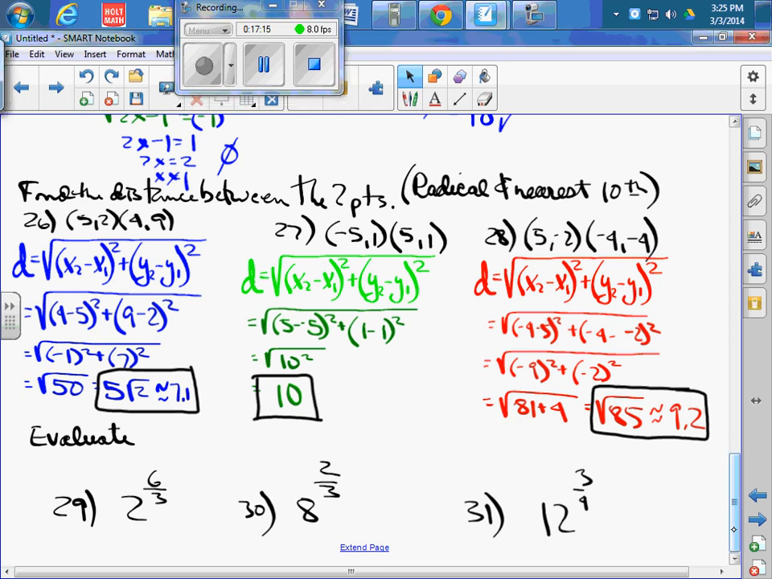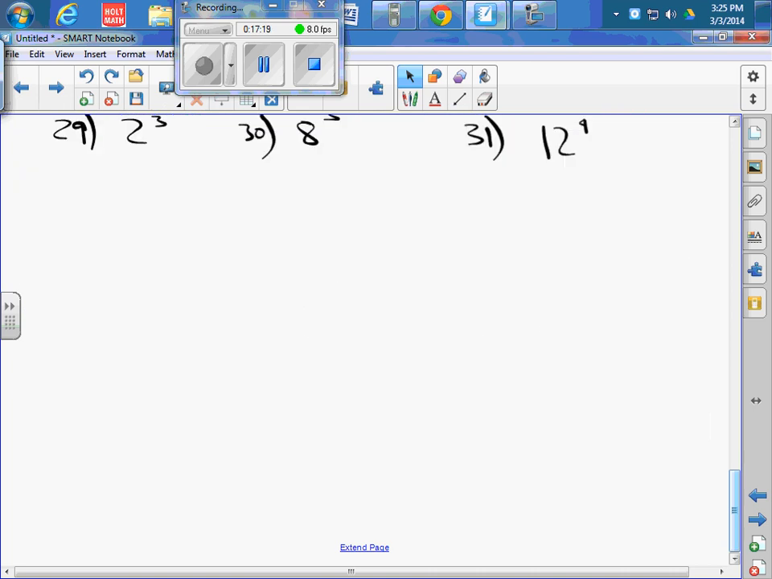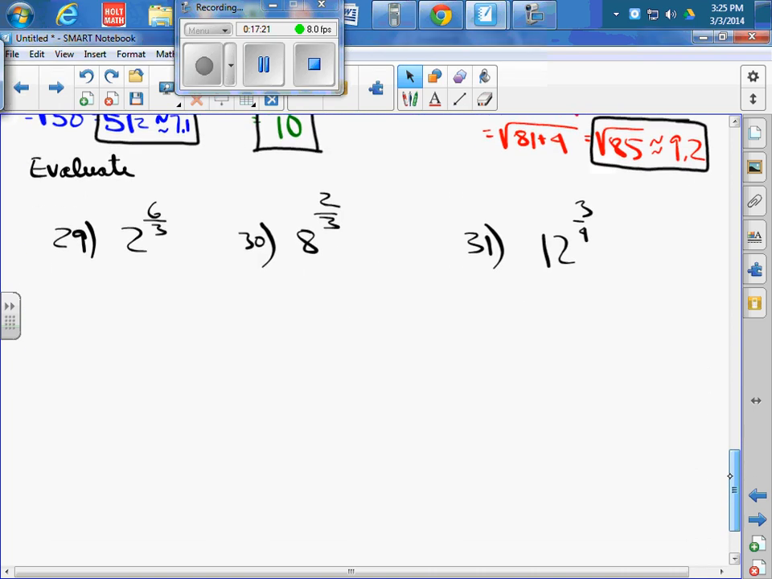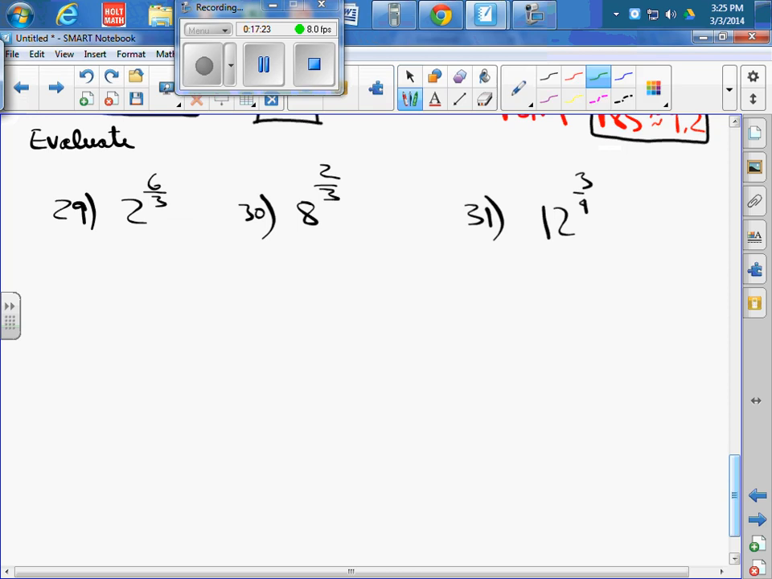And in numbers 29, 30, and 31, first thing you need to do is try plugging it into your calculators. Well, even before that, look at number 29. Look at how that's written. What's 6 divided by 3? 2. So what's 2 squared? 4.